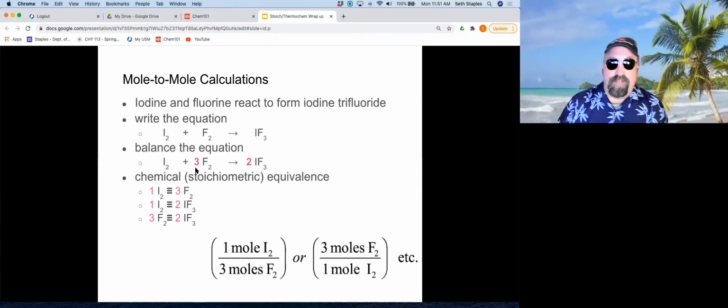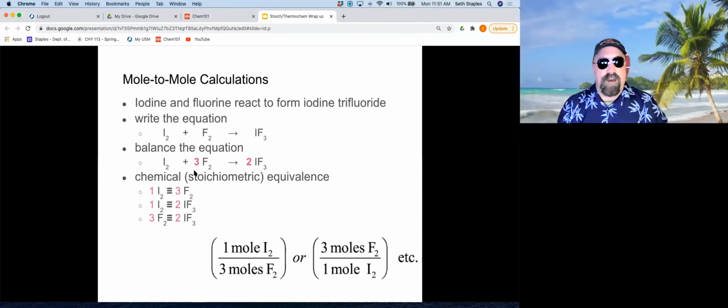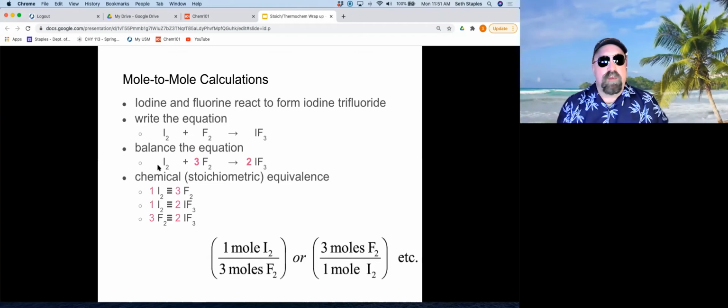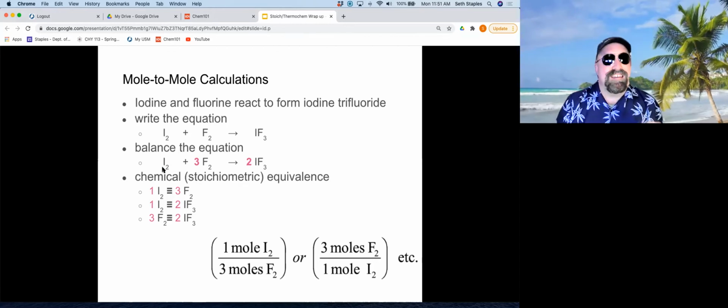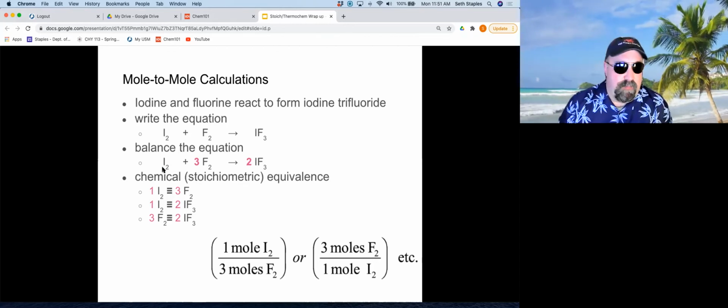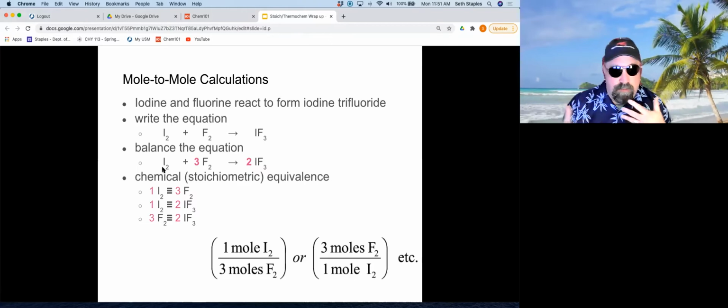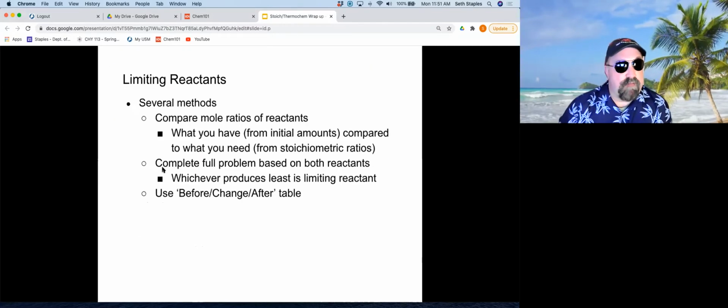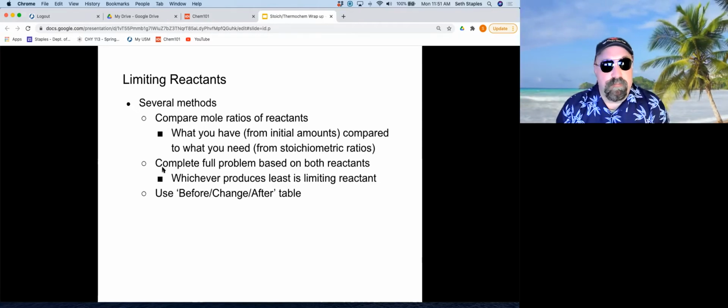Or the opposite way, let's say we do this out and we see that we've got 5 moles of F2 to every 1 mole of I2 from our given amounts. Then we would say that 5 is more than what we need for fluorine. Therefore, the iodine is actually limiting us in that reaction. And so we can compare the ratios of what we have to what we actually need.